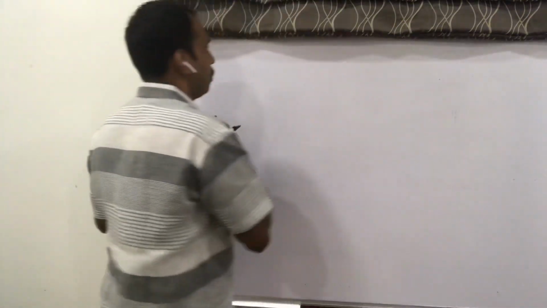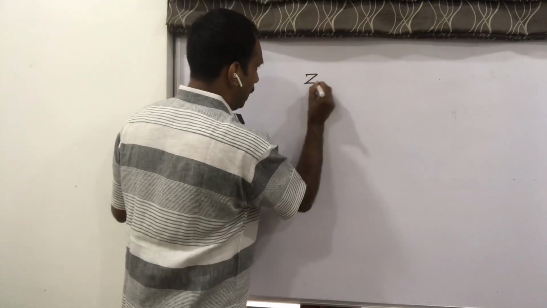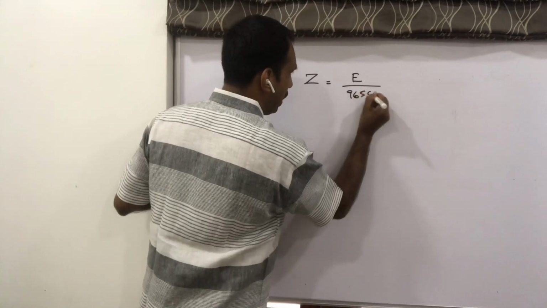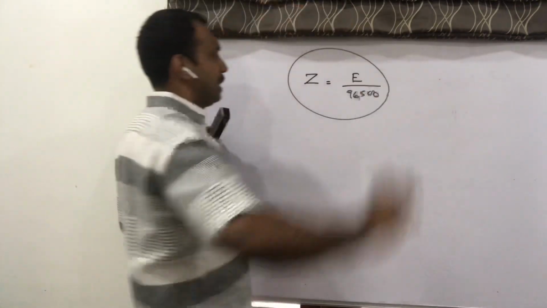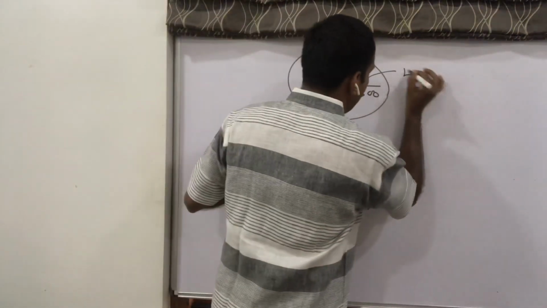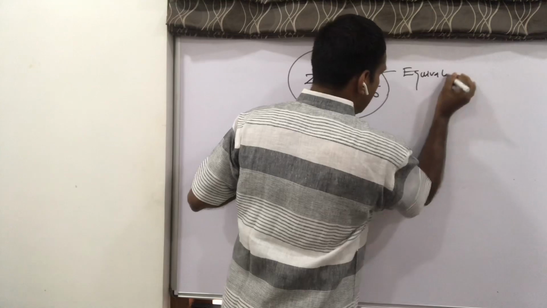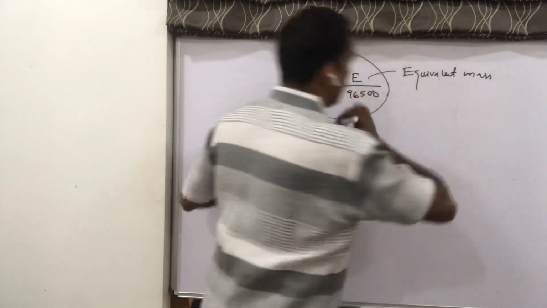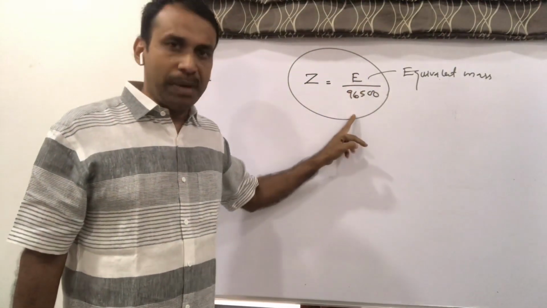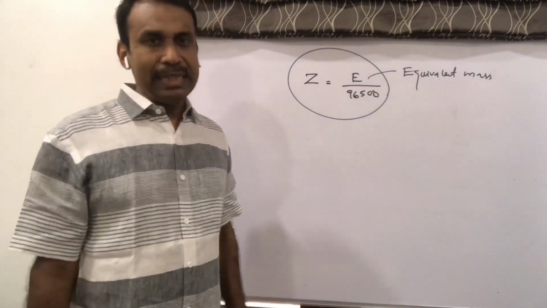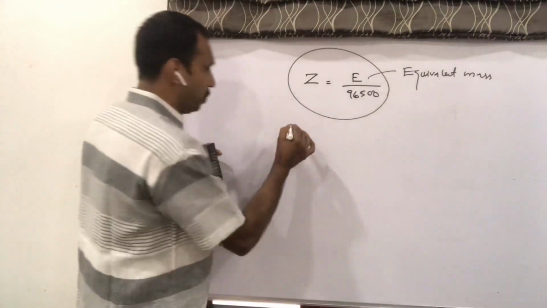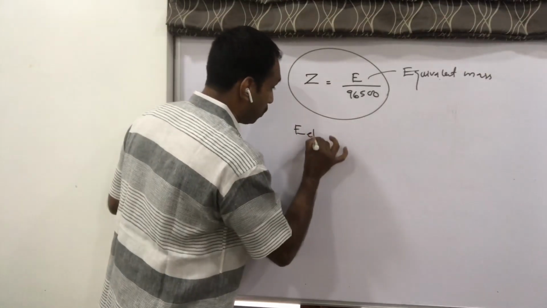Now we should remember this formula: Z equal to E by 96,500. Here Z means electrochemical equivalent and E means equivalent mass. Electrochemical equivalent can be calculated as equivalent mass divided by 96,500. Then a doubt may arise: how can we calculate equivalent mass? There are different methods. Here we consider the equivalent mass of an element.